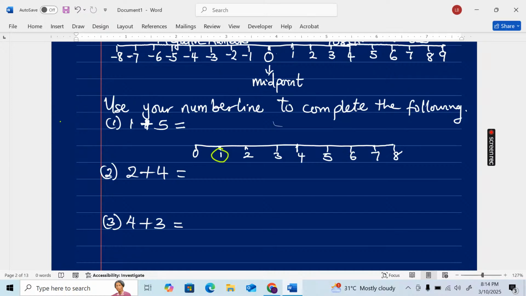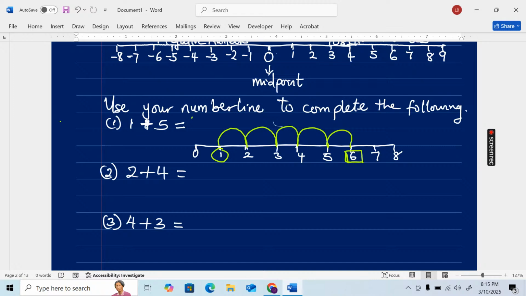So whenever you are adding positive numbers, count to the right. So I'm starting from 1. Watch the way I'm going to count to the right. 1, I'm counting 5 times because the question says plus 5. 2, I'm moving on. 3, I'm moving on. 4, then 5. Now I'm going to mark where I stop. This is my stop point. This stop point shows me the number 6. So which means 6 is the answer.